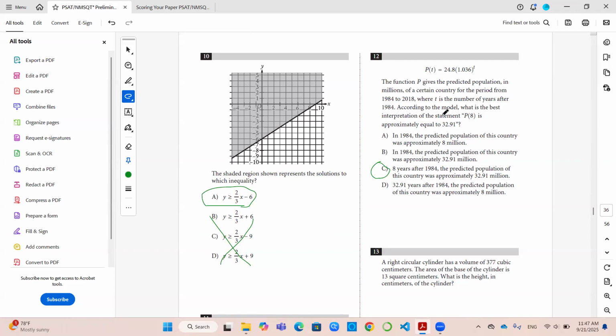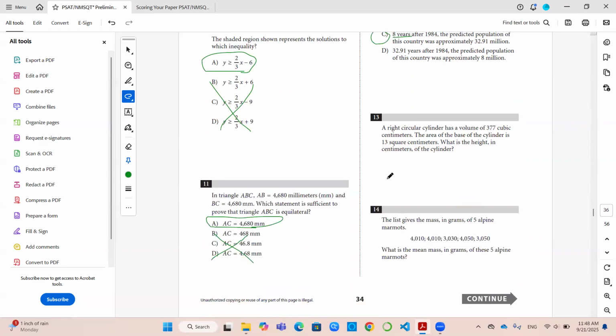T is given as a function of time, which in this case is years. So obviously, I need to look for 8 years. Answer choice C has that, so this is immediately the correct answer.